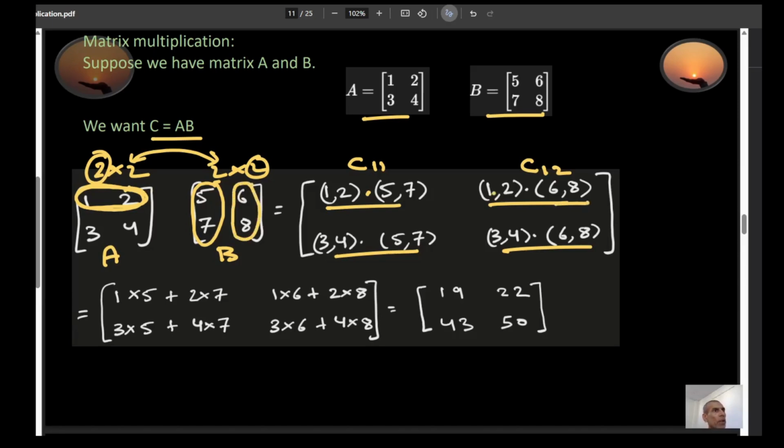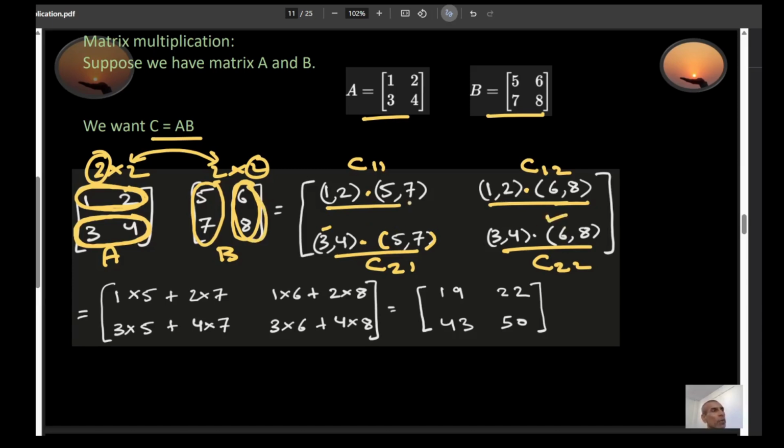And this is exactly what's happening. (1, 2) dot product (6, 8). Now let's take a look at this one. This is your C21. So this is going to be the dot product of row 2 of matrix A, that would be this right here, with column 1 of matrix B, that would be this right here. So you can see that it's the dot product with that element. Let's take a look at this one, C22. This is going to be the dot product of row 2 of matrix A with column 2 of matrix B. And this is exactly what's happening over here.